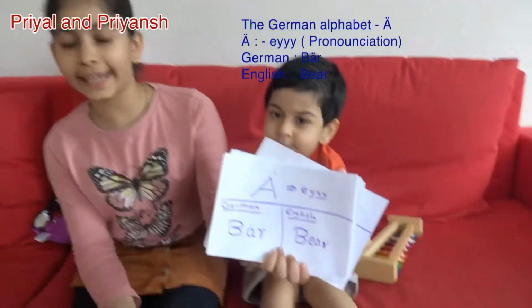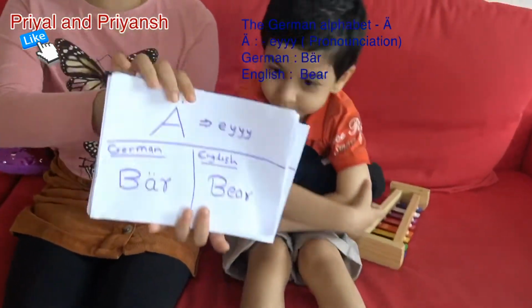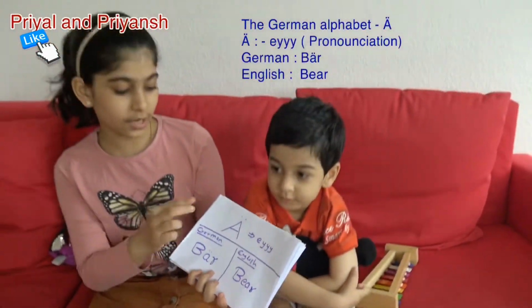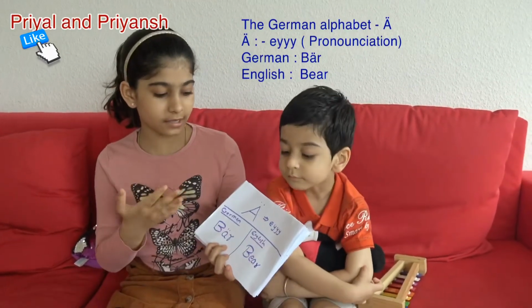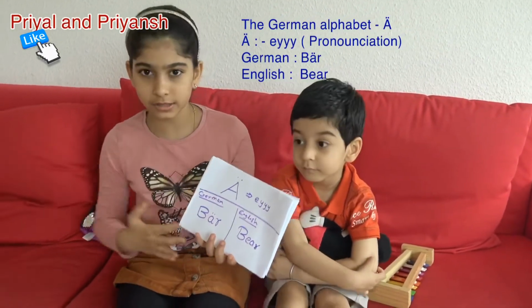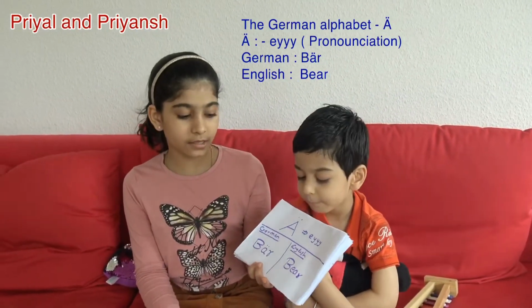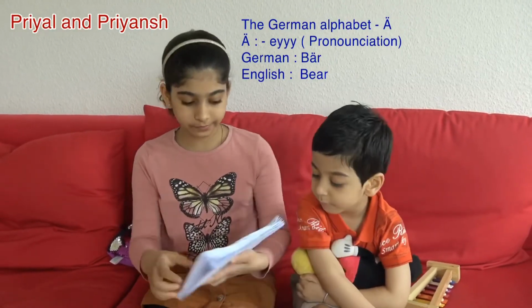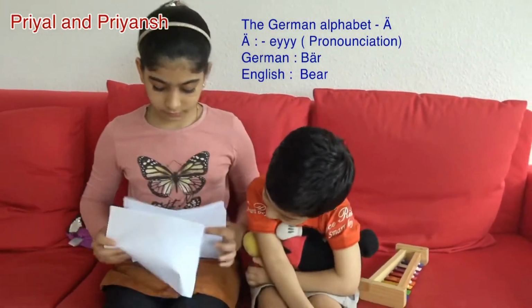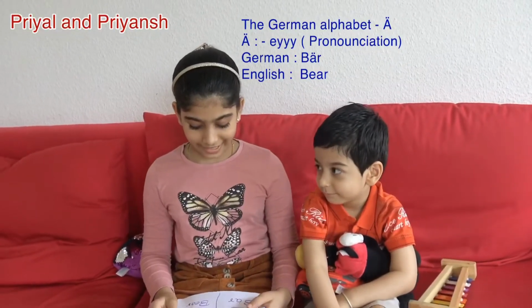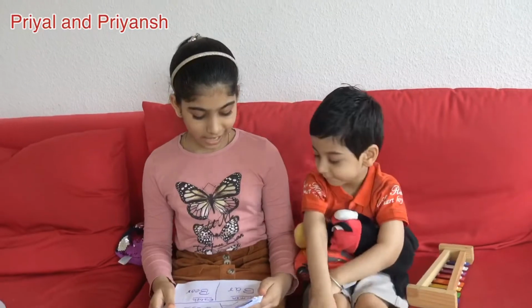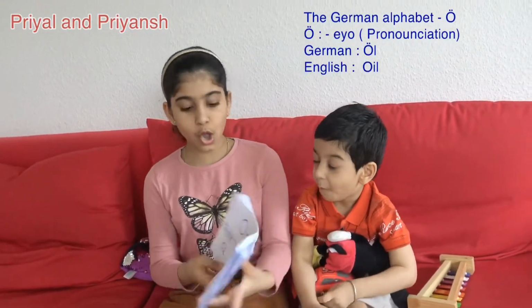The next letter we have here is Ä. It sounds like the letter A, but it has two dots on it, and it has a longer pronunciation. In German it's Bär, and in English it's bear. Priyansh, can you say Ä? Ä. And can you say Bär? Bär. Good.